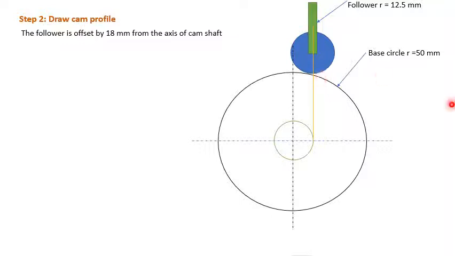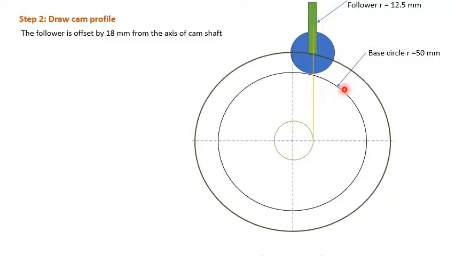Okay. So once we locate the follower, next we have to draw the prime circle. Since it is a roller follower, in order to divide the circle into different strokes, we have to consider the prime circle as a reference circle. So draw the prime circle. The prime circle is nothing but the circle which is passing through the center of the roller. So this is the prime circle.